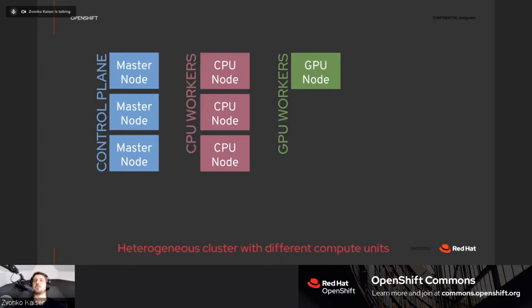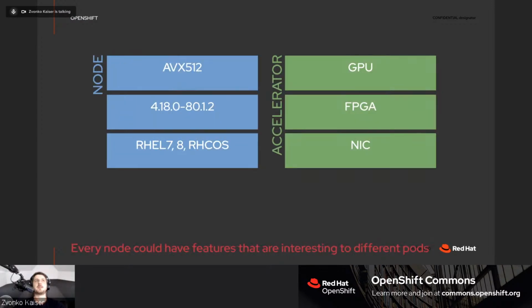let's first zoom into the GPU node to show some features that you might have on a node. So for example, a CPU may have AVX512 CPU flags instructions, has a specific kernel, and is running a specific operating system. On the other side, this node could have a GPU, an FPGA, or NIC. So every node could have features that are interesting to different parts.